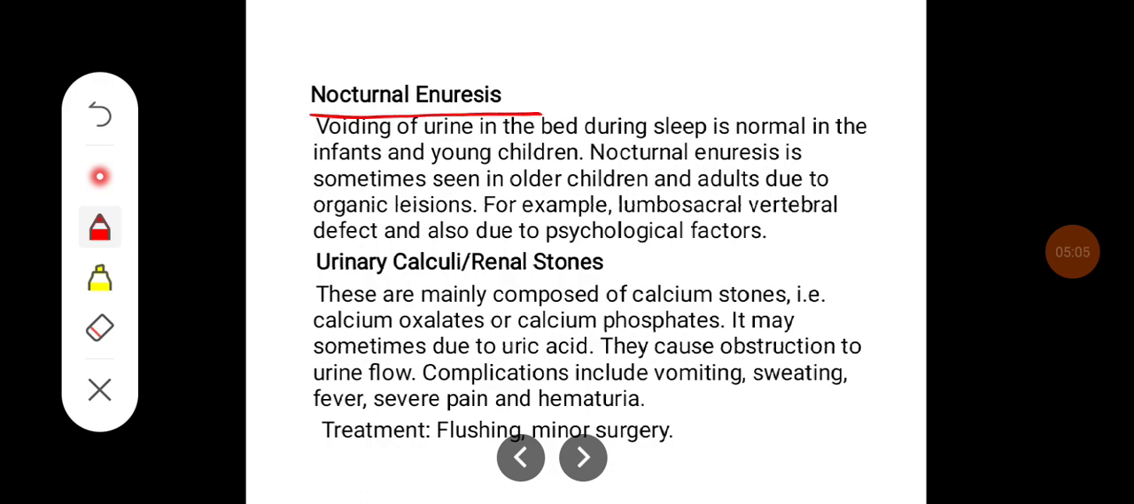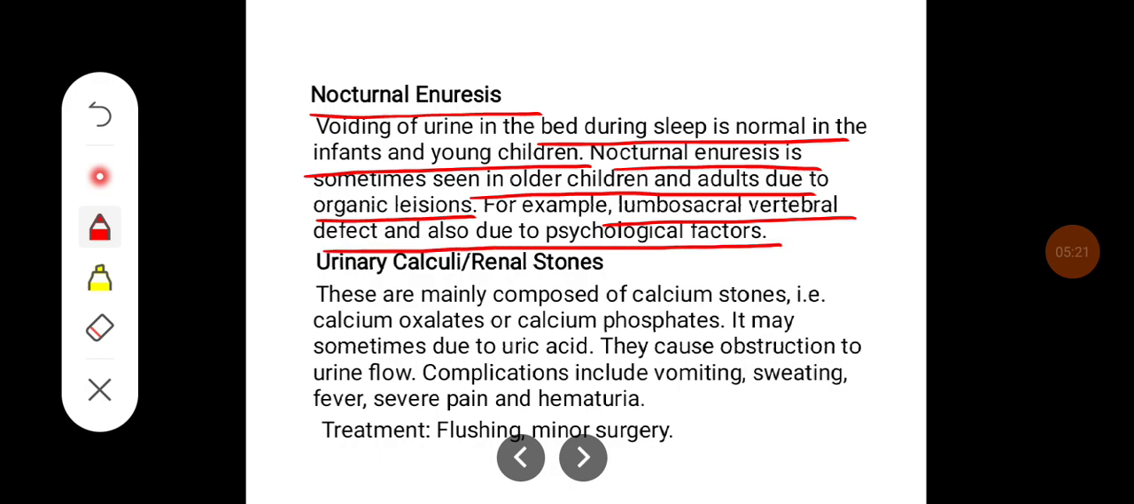Nocturnal enuresis. Voiding of urine in bed during sleep is normal in infants and young children. Nocturnal enuresis is sometimes seen in older children and adults due to organic lesions, for example, lumbosacral vertebral defects, and also due to some psychological factors.